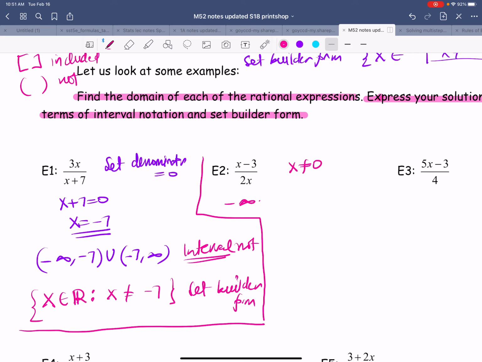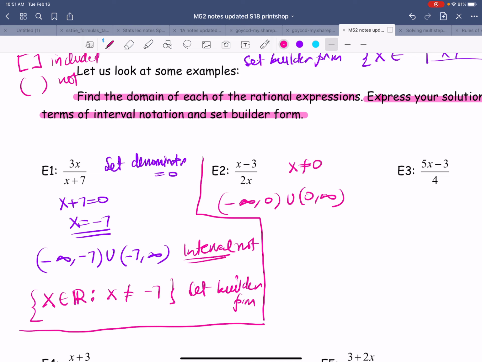So my domain will be -∞ to 0, union 0 to infinity. U stands for union. That means both of these sets are allowed parts of the domain. So the set of -∞ to 0 and the set of 0 to infinity. Union means these are all possible values of my domain.